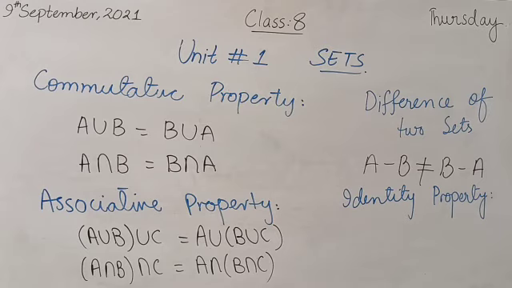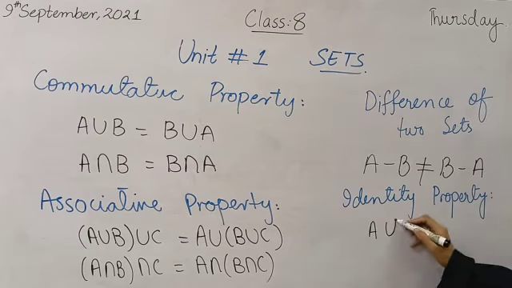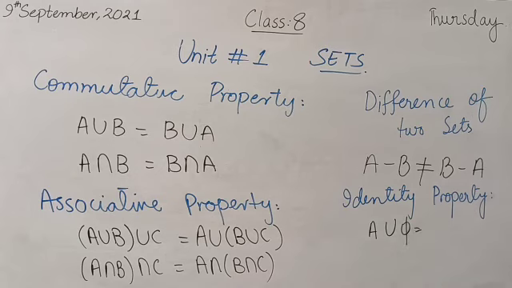So identity property with respect to union is to take the union with the empty set. If we take the union of set A with the empty set, it will always remain same, which is A. And with respect to intersection, if we take the intersection with the universal set, then it will remain same. So the identity for union is the empty set, and for intersection it is the universal set.